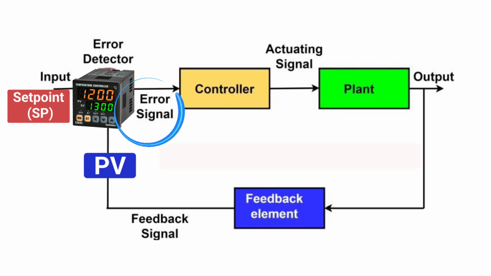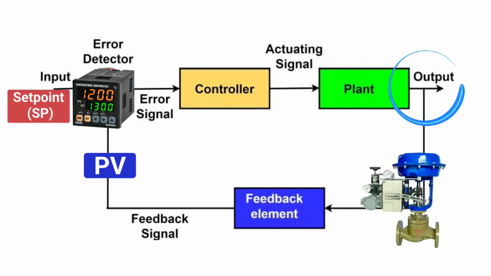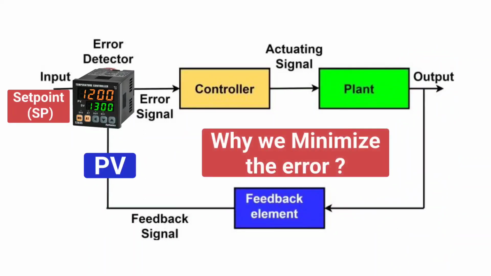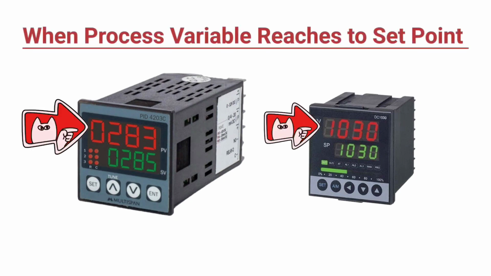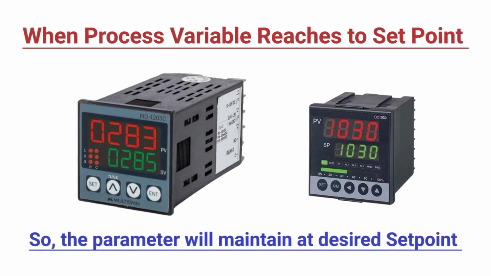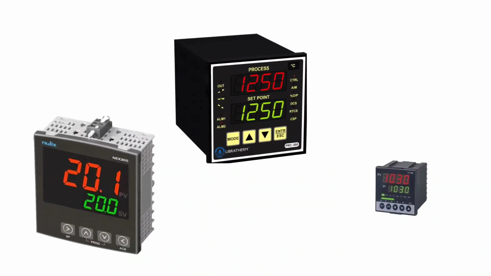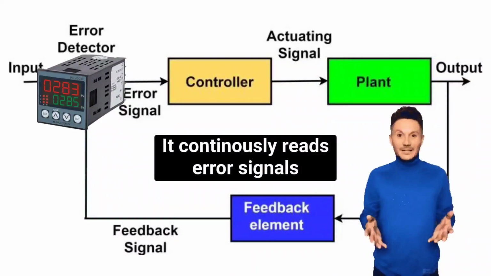To reduce this error signal to 0 or to minimize it, the PID controller sends a signal to the control valve. Friends, what is the need to minimize the error? Let's discuss it. Look friends, when the process variable reaches the set point, it means the parameter is maintained at the desired set point. And this is the main aim of the PID controller. So, it continuously reads error signals and keeps minimizing them.